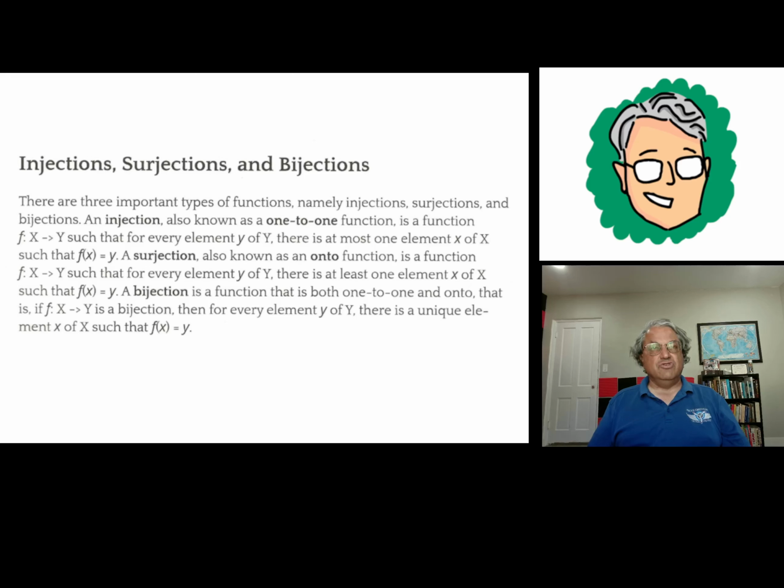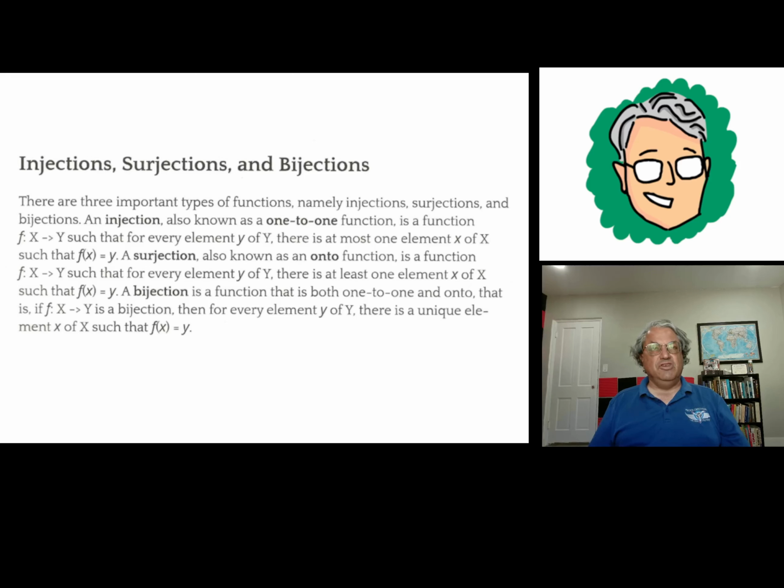Another name for a surjection is an onto function. And all that means is that for every value of y in the domain of f, there is a value of x such that f of x equals y. So the whole domain gets used, if you like. There are no values of y that are not accounted for by this function.